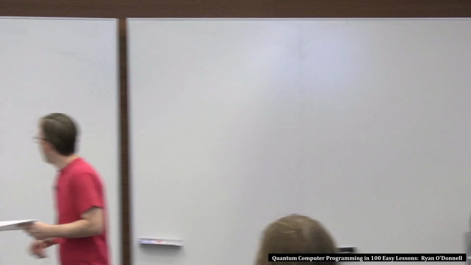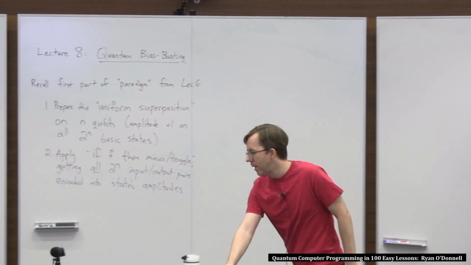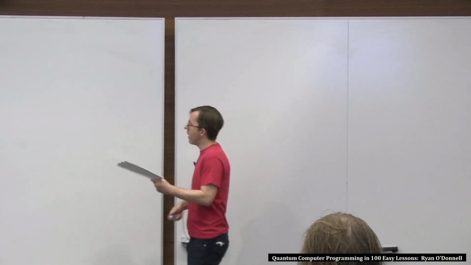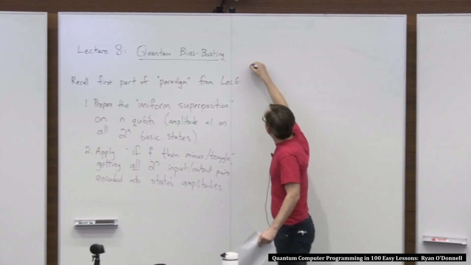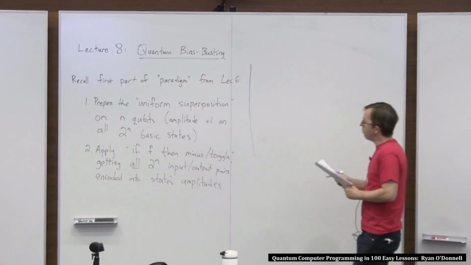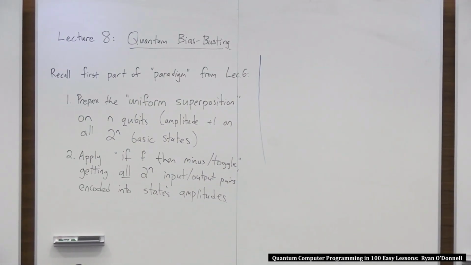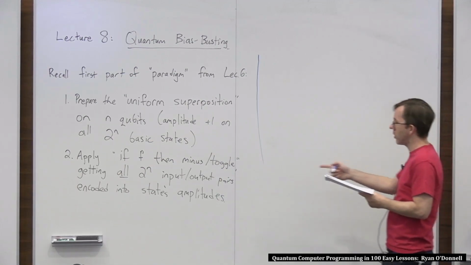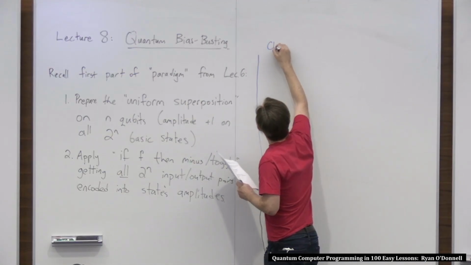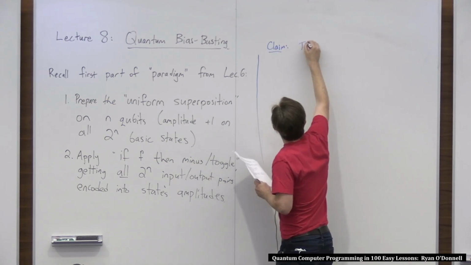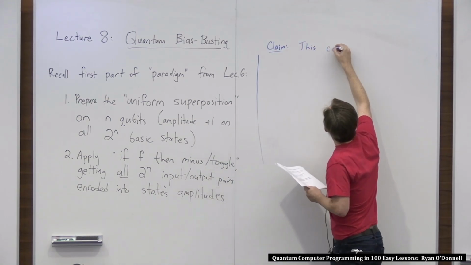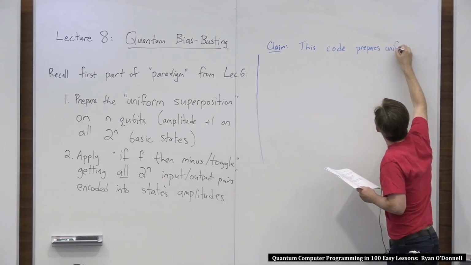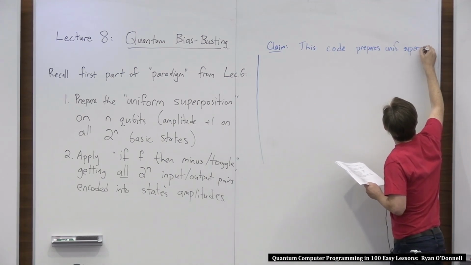Okay, so the first step of this paradigm will be to prepare the uniform superposition. And I'm here to tell you that this step is real easy. Even though it produces 2 to the n amplitudes, well, these amplitude trees get real wide real quick. It's not that hard. You can do this with n instructions. So here's the claim. This code, which refers to what I'm going to write, prepares the uniform superposition on n qubits.